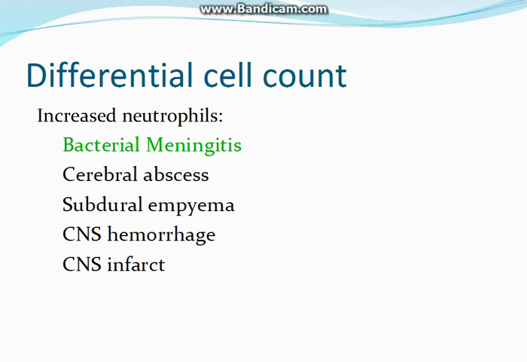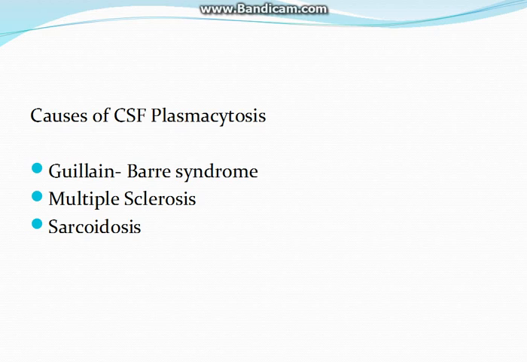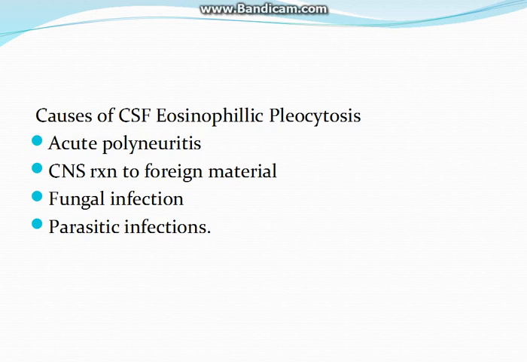Now, after counting the total cell count, we need to know the differential cell count. So, we have to know the conditions in which there are increased neutrophils. Increased neutrophils are seen in bacterial meningitis, most importantly, cerebral abscess, and subdural empyema. Increased lymphocytes are seen in viral meningitis, tubercular meningitis, and fungal meningitis, not in bacterial meningitis. In bacterial meningitis, there is an increase in neutrophils. Increase in CSF plasma cells is seen in Guillain-Barré syndrome and multiple sclerosis, whereas increase in CSF eosinophils is seen in CNS reaction to a foreign material, fungal infection, and parasitic infections.